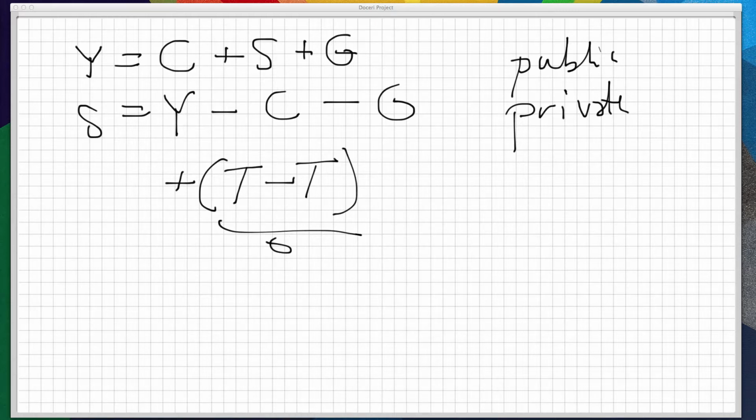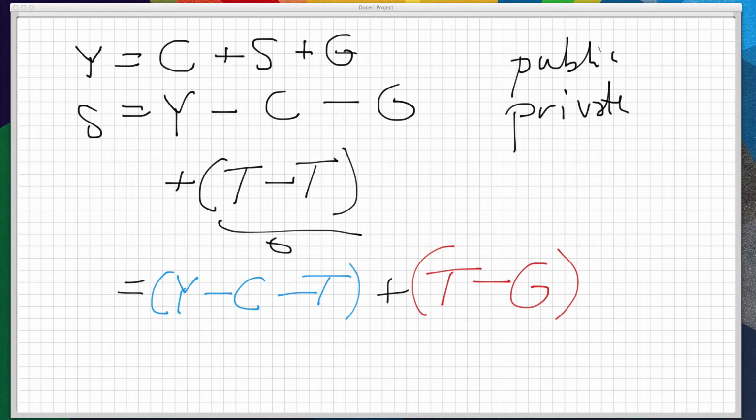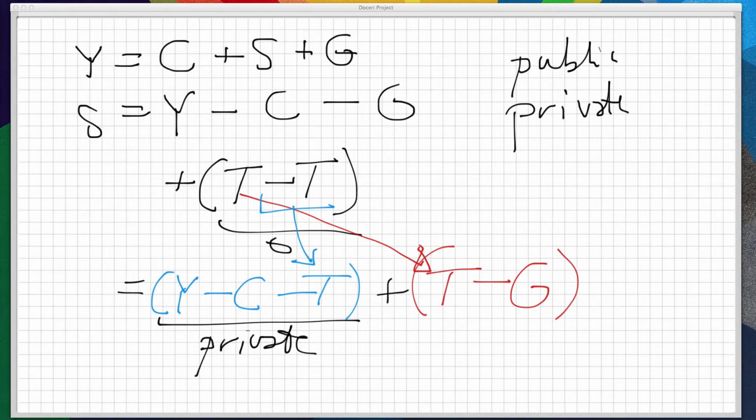But once we do add that, we can break down the equality into two parts: Y minus C minus T, and T minus G. T comes from here, and negative T goes right here. So we can rewrite the whole initial equality into these two parts. And what are these? Well, this is private saving, and this is public saving.